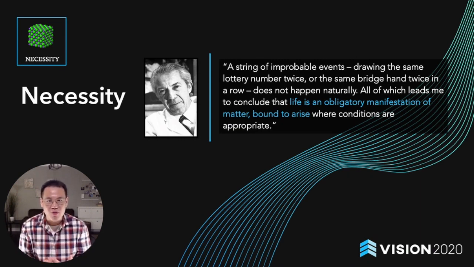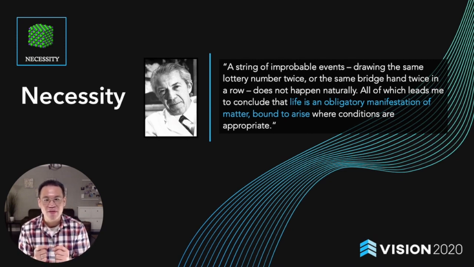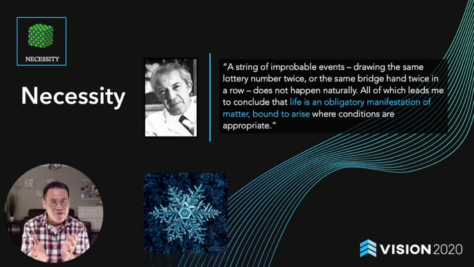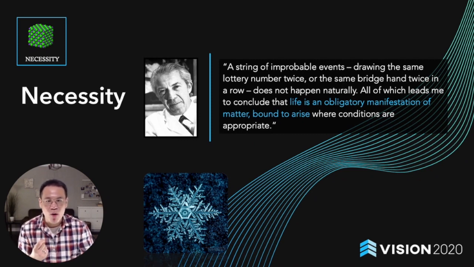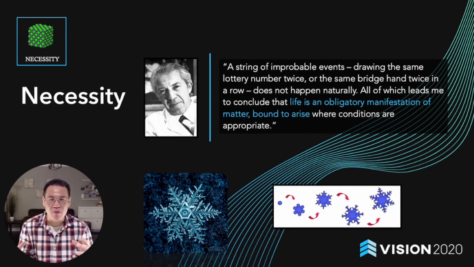All of which leads me to conclude that life is an obligatory manifestation of matter, bound to arise when conditions are appropriate. And what he's talking about here is another explanation called necessity, saying that there must be something intrinsic to the chemicals and molecules that causes them to assemble in a way that creates life, kind of like a snowflake. And it's really intricate, it's complex, it almost seems created, but it's not. It forms as a product of water vapor that crystallizes into a six-sided crystal because of the structure of water and then the slight changes in the surrounding humidity and temperature that cause a variation in the arms. All this is non-random, directed simply by the laws of physics and chemistry.